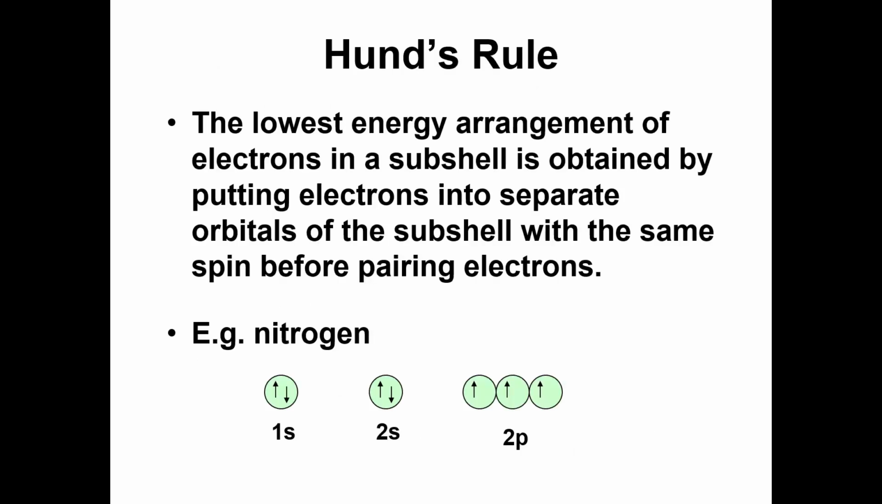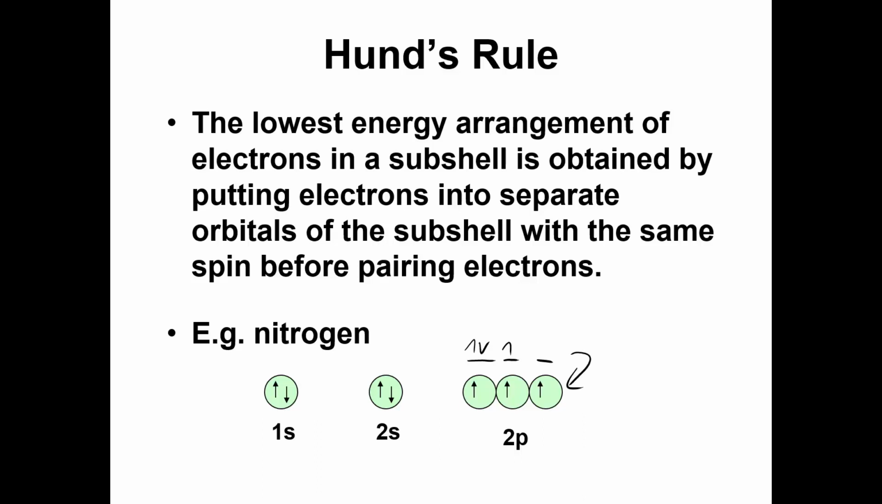Again, I've mentioned Hund's rule before. It's the lowest energy arrangement of the electrons in a subshell is obtained by putting electrons into separate orbitals of the subshell with the same spin before pairing electrons. So what you want to do is instead of putting 3 electrons in one orbital, these 3 p orbitals have the same energy level. So instead of doing this, you spread them out as shown below. Spread out the electrons, and then when you have to, you pair them up.